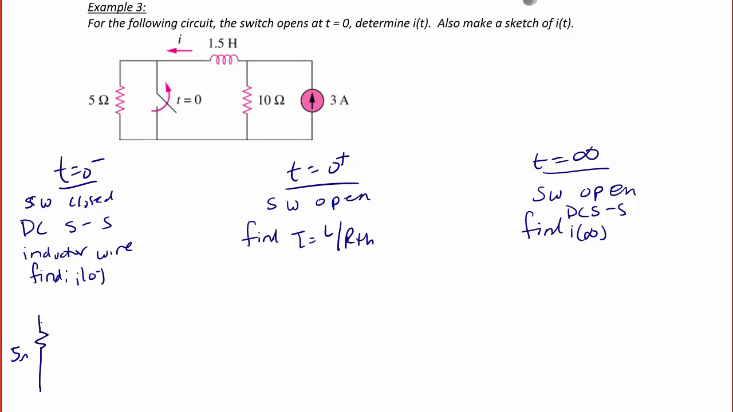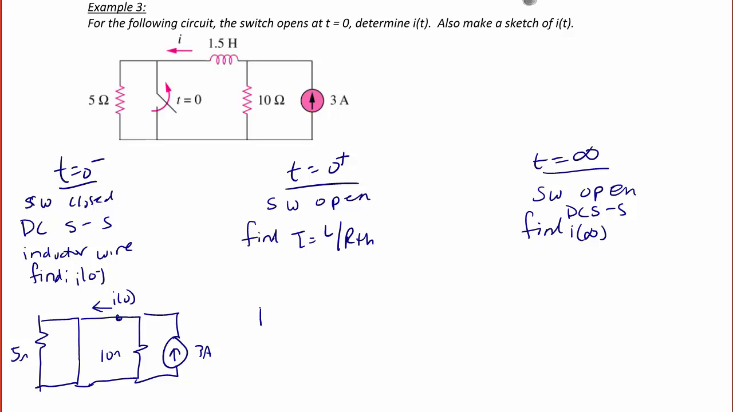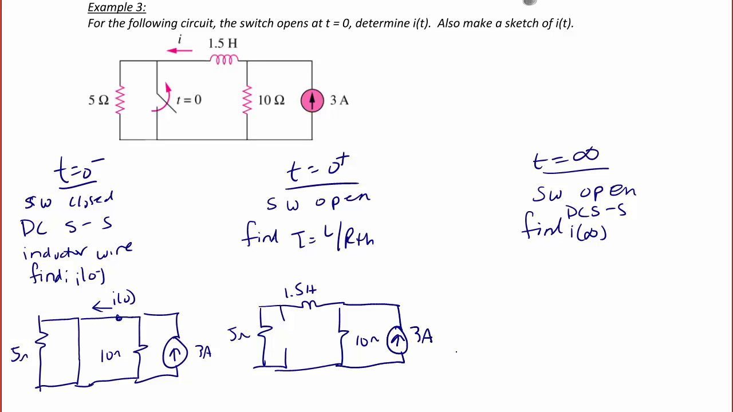So I have the 5 ohm resistor. I have the switch that is now closed. The wire that represents the current through the inductor, that represents the short circuit inductor. The 10 ohm resistor. And the 3 amp current source. Then, after the switch opens, I have the 5 ohm resistor, the break where the switch is now open, the 1.5 Henry inductor, a 10 ohm resistor, and a 3 amp current source.